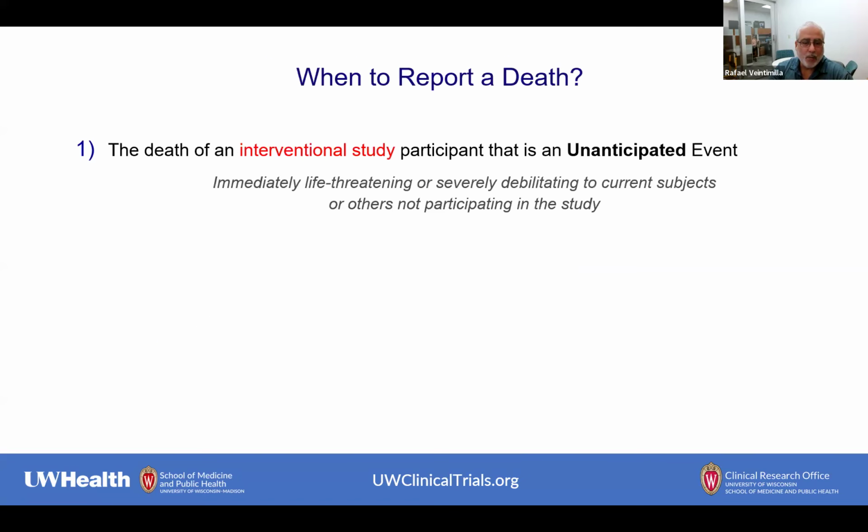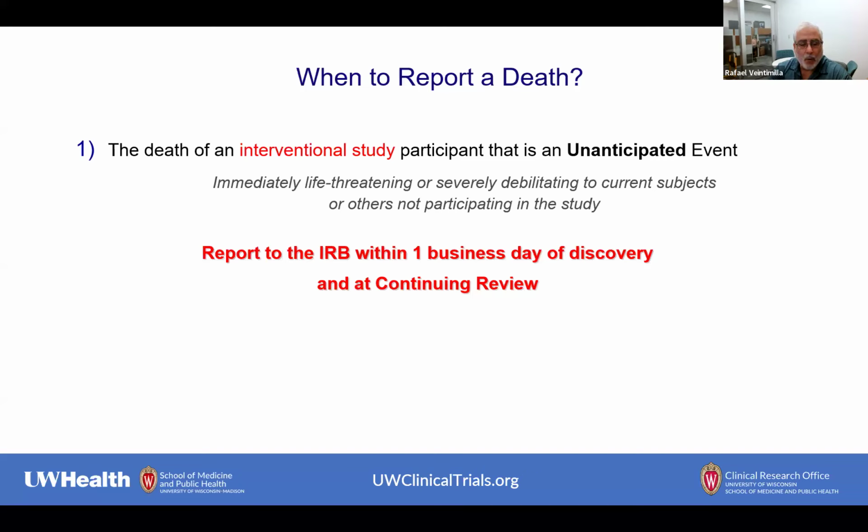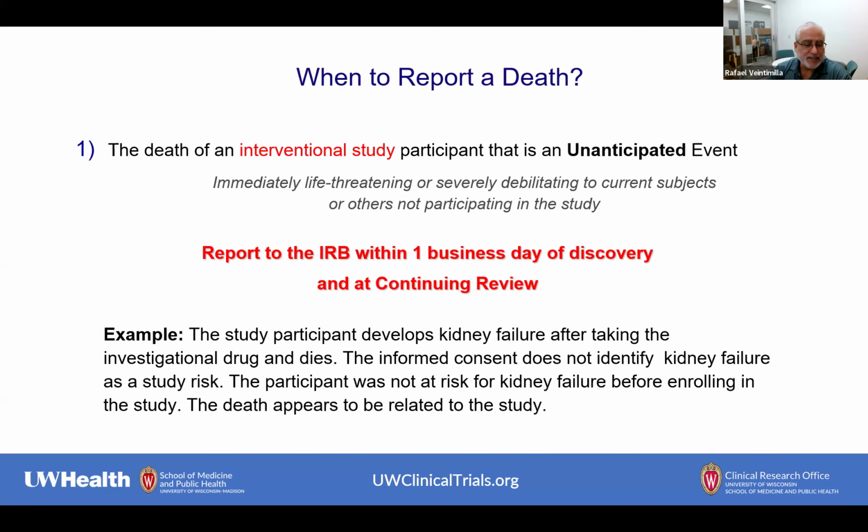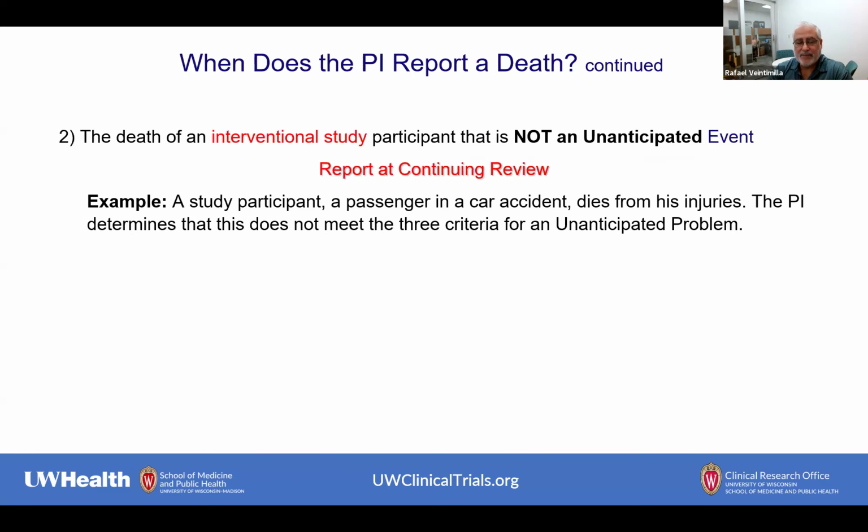So if we have a death, when do we report death? The death of an interventional study participant that is an unanticipated event, immediately life-threatening or severely debilitating, we have to report to the IRB within one business day, especially if it's unanticipated or immediately life-threatening, and at continuing review. Example, the study participant develops kidney failure after taking the investigational drugs and dies. The informed consent does not identify kidney failure as a study risk. The participant was not at risk for kidney failure before enrolling in the study, and the death appears to be related to the study. So this meets all three criteria, and we would have to report it.